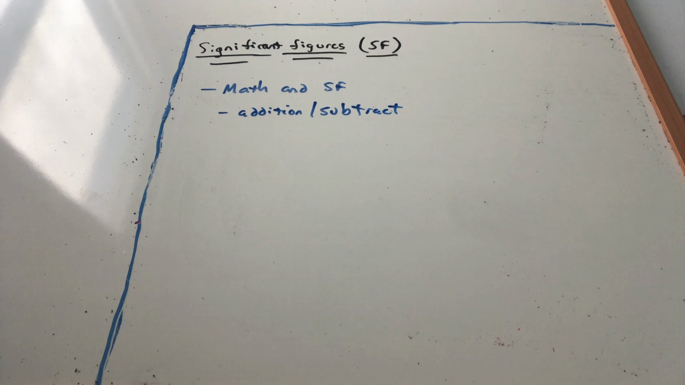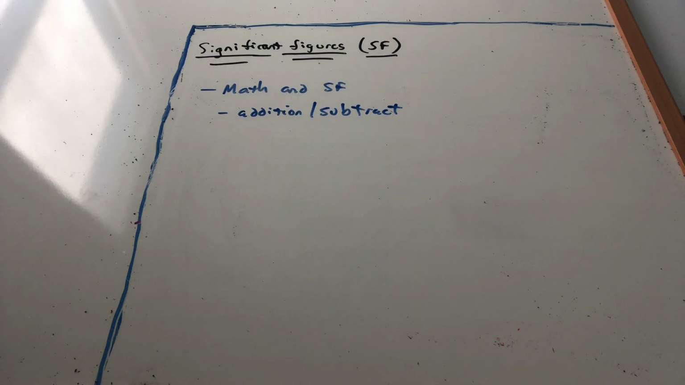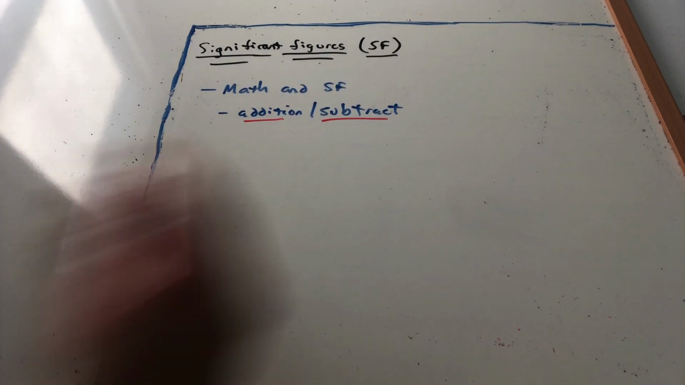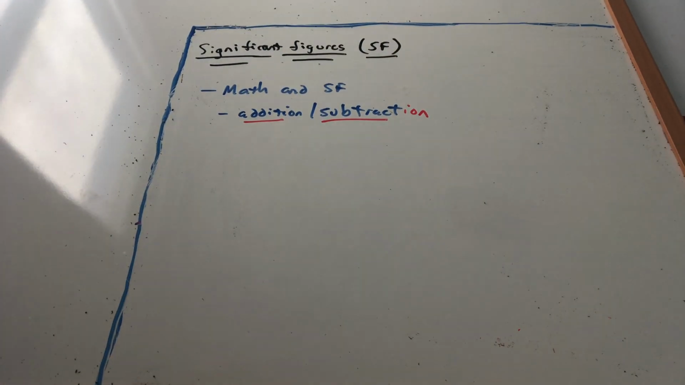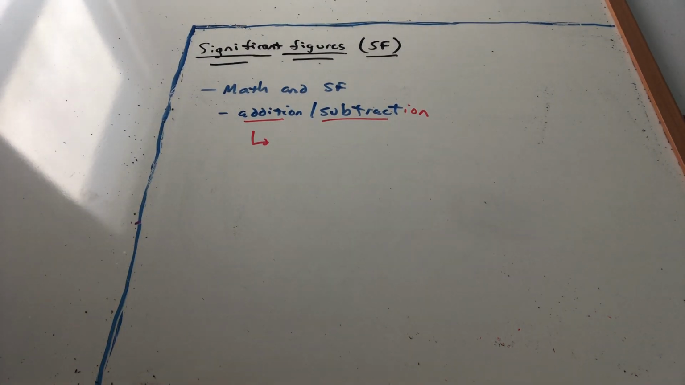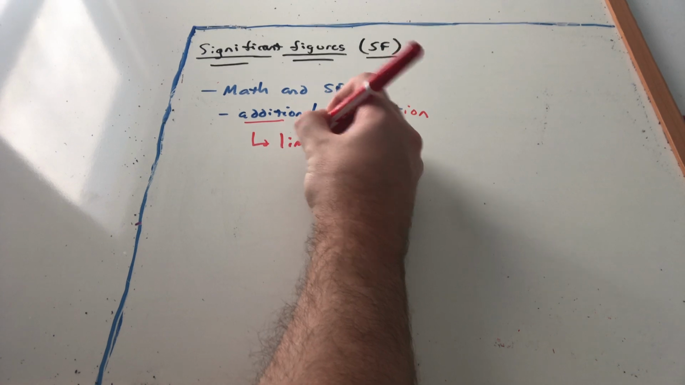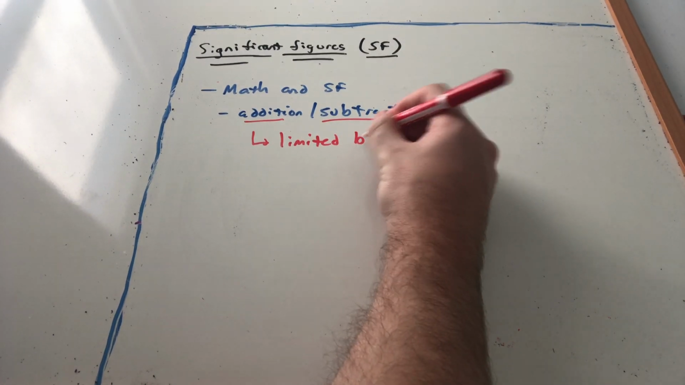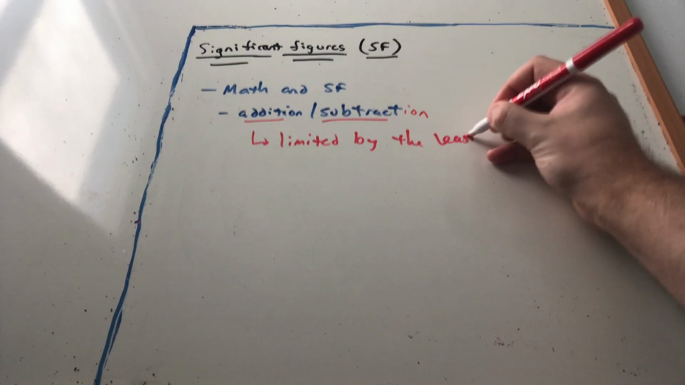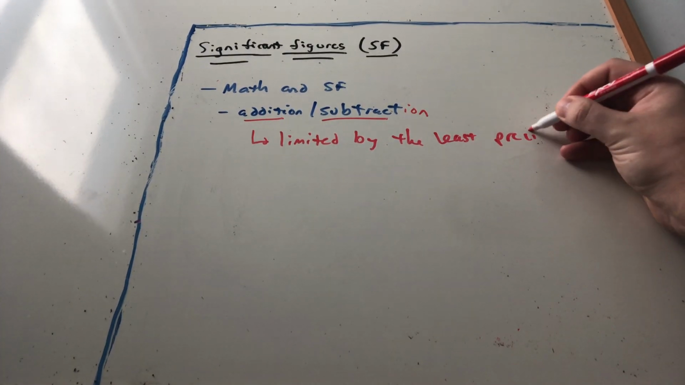So when you're trying to figure out significant figures in a mathematical process, the first thing you ask yourself is, am I doing addition and subtraction or multiplication and division? If you're doing addition and subtraction, there's a different rule. The rule for addition and subtraction deals with decimal place. Your answer is limited by the least precise measurement.